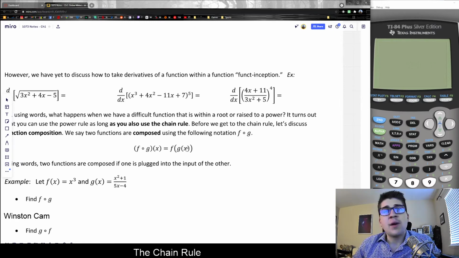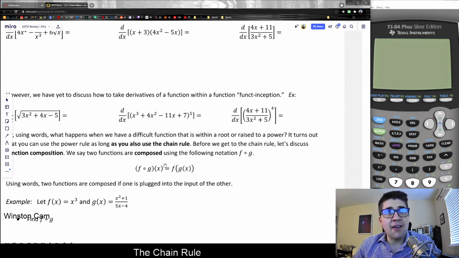Another way it's commonly written is f of g of x, and that's kind of what the circle, you can remember, represents: of. Which just means you're taking a function of another function, which is noticeably different than f times g.